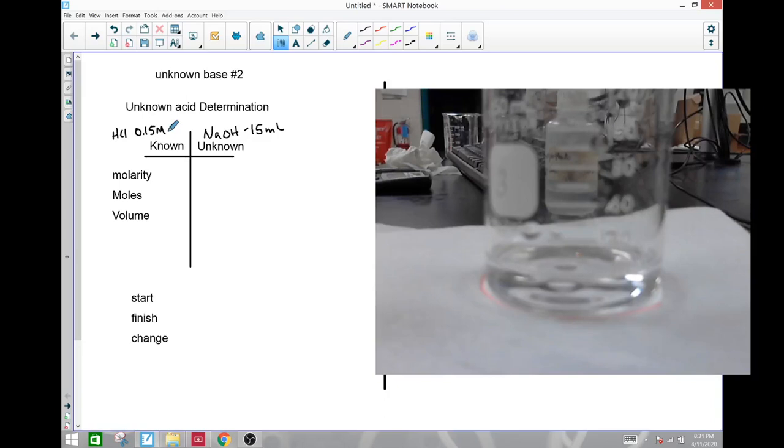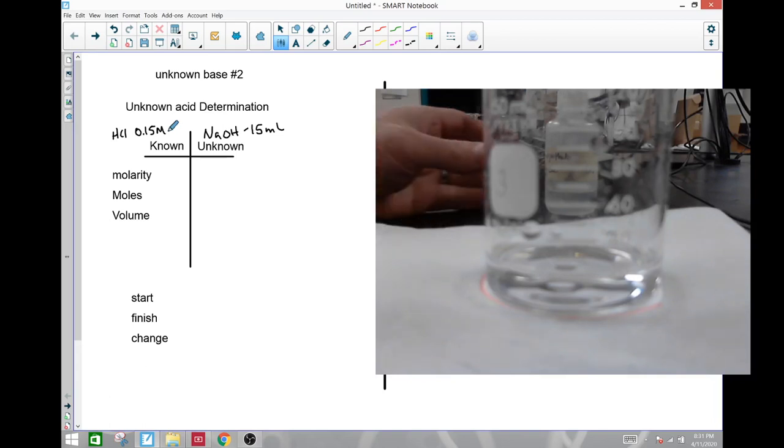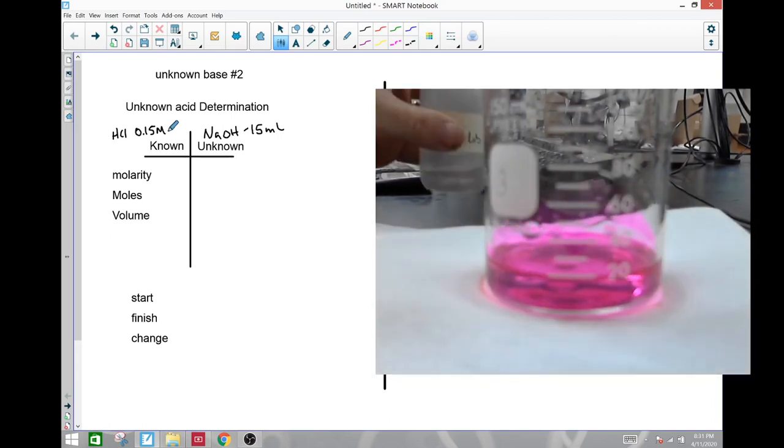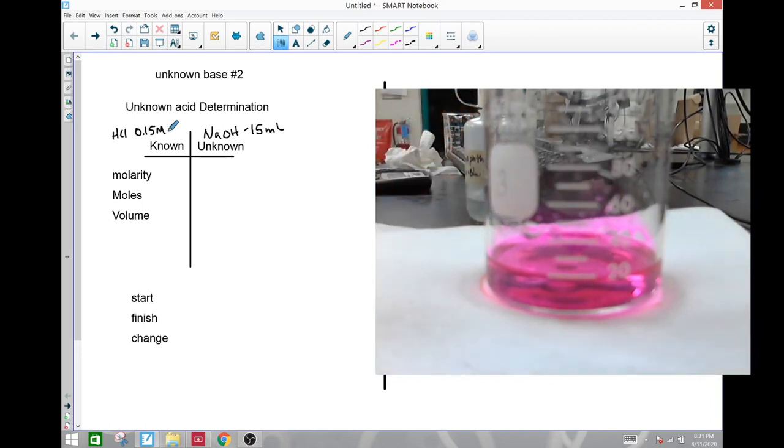Good afternoon, this is Schweitzer, and we're going to be doing a little lab of an unknown base. To the beaker below, I have added 15 milliliters of NaOH, measured with a graduated cylinder. I'll add 2 drops of phenolphthalein to it, and you will see at that point it turns quite pink.